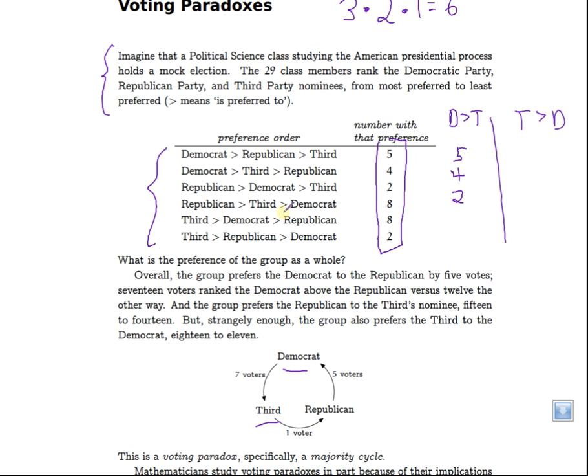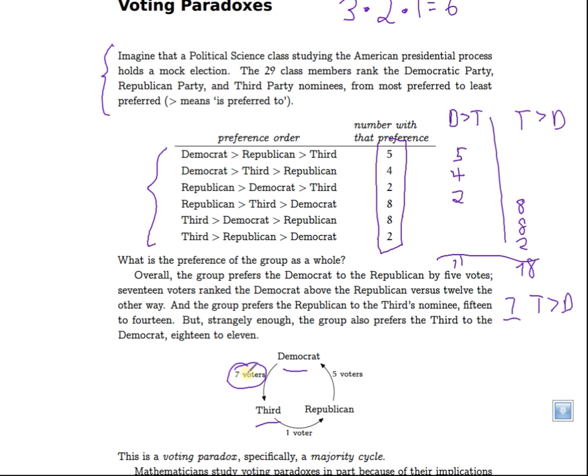Here, because third party is ahead of Democrat, we have 8 on this side. Here we have third party ahead of Democrat for 8 voters, and here third party ahead of Democrat for 2 voters. Okay, we add these up. On this side we get 11, and on this side we get 7. Did I do this wrong? You get 18. Okay, so the net preference is 7 for third party over Democrat. That's where this 7 voters comes from.